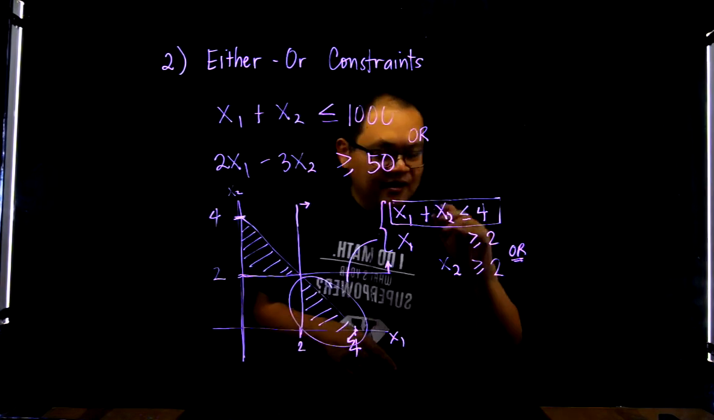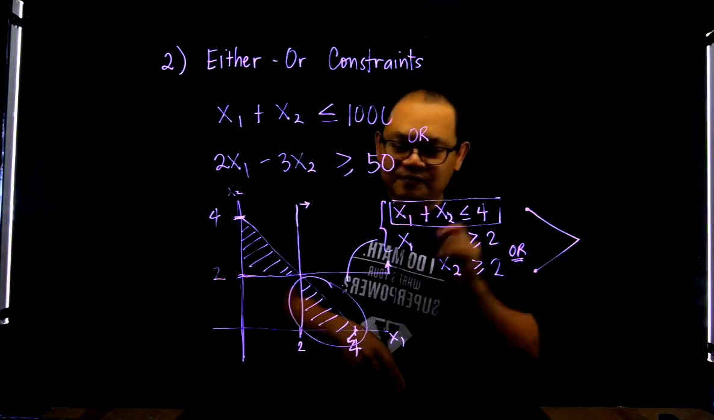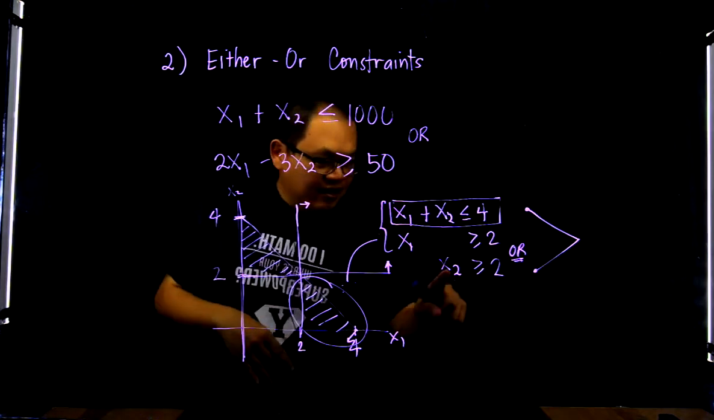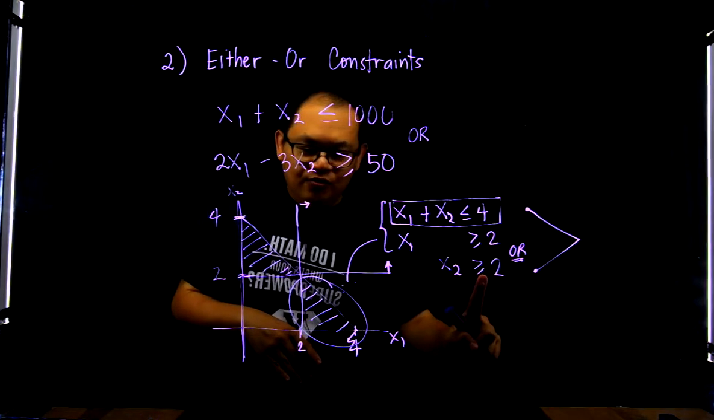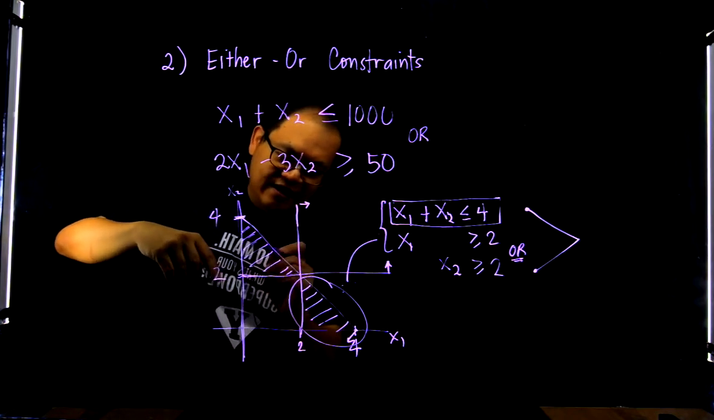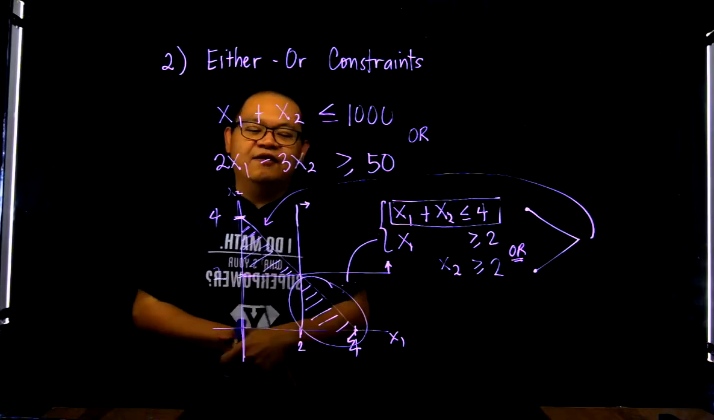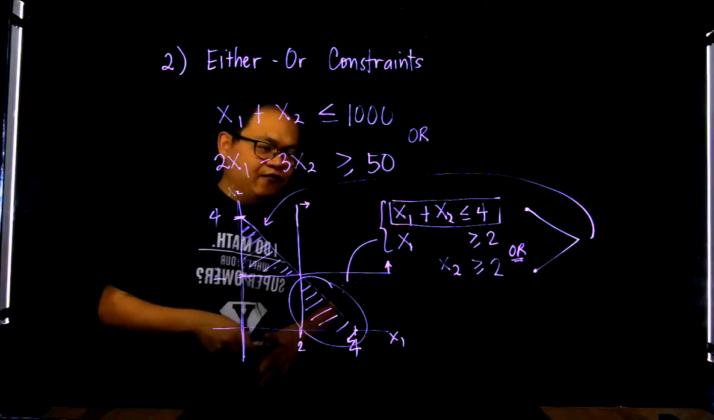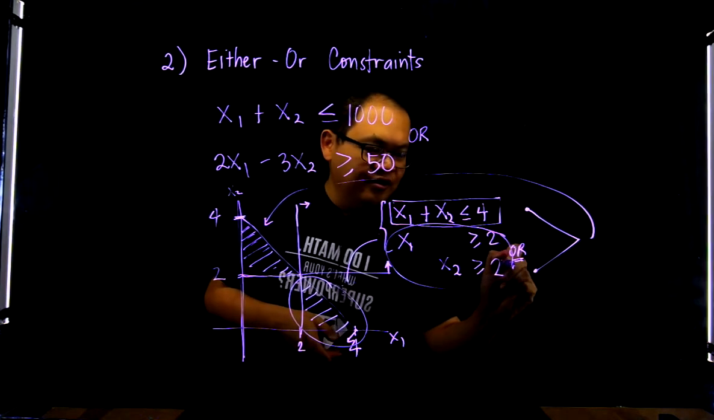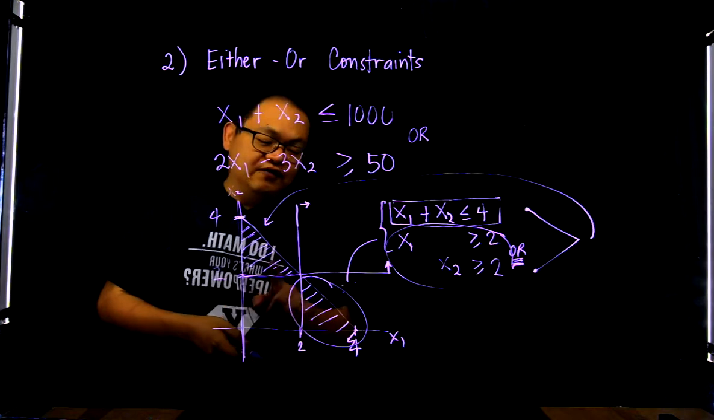On the other hand, if this is on and this is on, so you have x1 plus x2 less than or equal to 4 going this way downwards, and you have x2 greater than or equal to 2, you have this going up. Therefore, the intersection is this triangle. Therefore, this gives us this feasible region. And therefore, if you have these three constraints where these two constraints are either-or, then you will be able to form this set of feasible region.